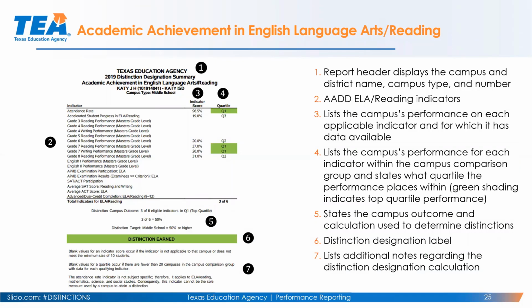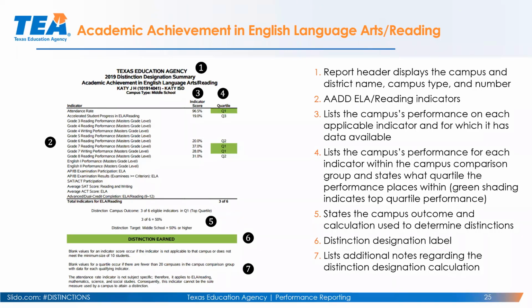This is a report of an actual distinction designation for a campus for 2019. So at the top in section 1, the report header displays the campus and district name, the campus type, and the number. Section 2 displays the academic achievement distinction for reading ELA and all of our indicators that I just mentioned. Section 3 lists the campus's performance on each of the applicable indicators for which it has data available. Section 4 lists the campus performance for each indicator within the comparison group and states to what quartile the performance places within, Q1, Q2, Q3, or Q4. You'll notice that green shading indicates performance at the top quartile or Q1. Section 5 states the campus outcome and the calculation used to determine distinction designations.